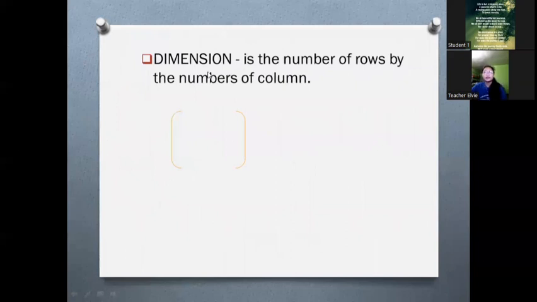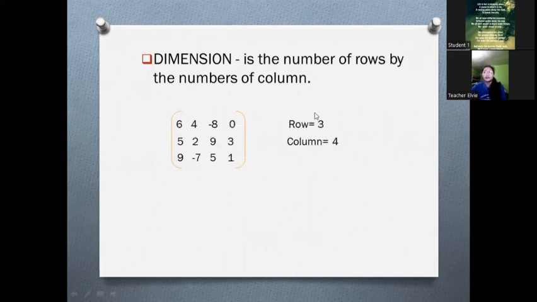Next, let's go to addition of two matrices. No, not yet, the dimension. So what is dimension? It is the number of rows by the number of columns. Let us remember that for dimension, we always find the rows first, and then the columns. So these are rows 1, 2, 3, and these are columns 1, 2, 3, 4. Let us remember that in dimension we write the row first and then by the column. So this one is a 3 by 4 matrix.